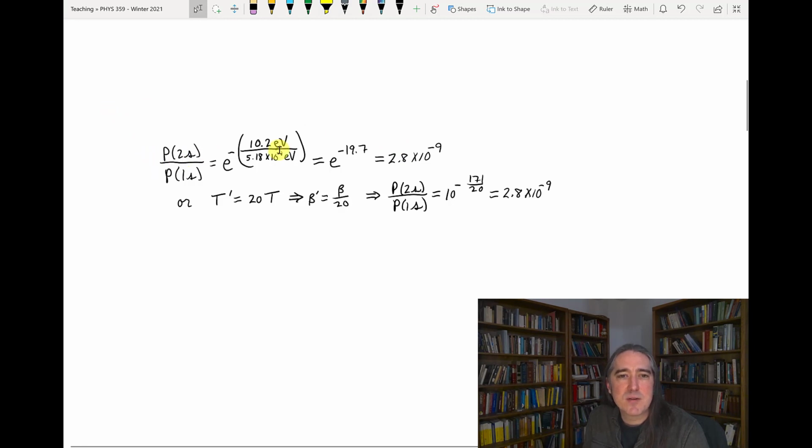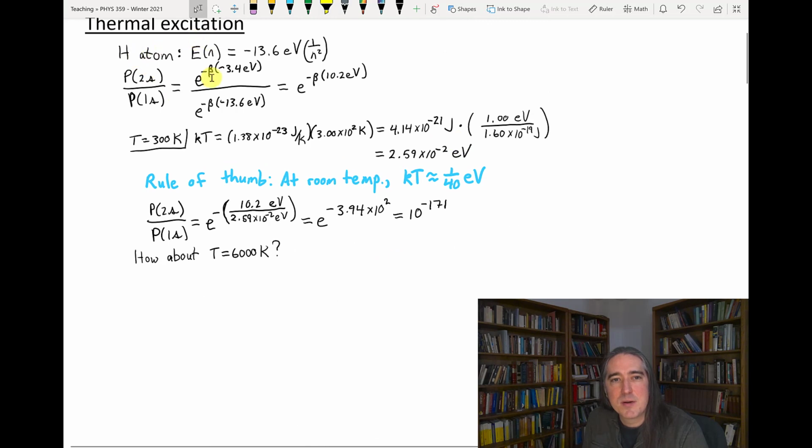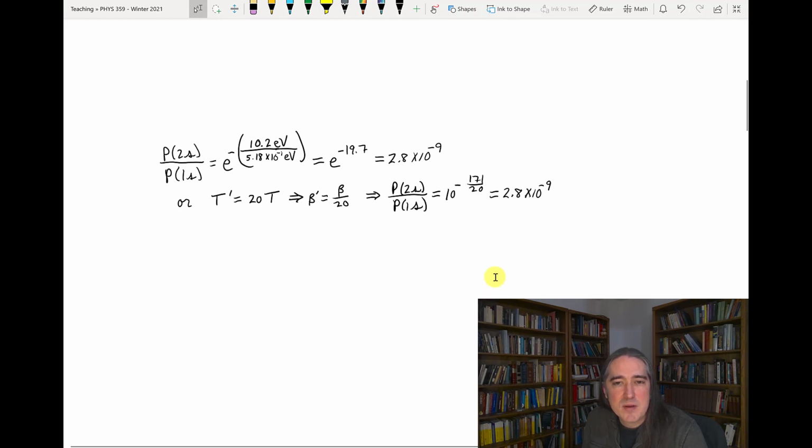An alternate way to do this, rather than just literally plugging it into the same formula, which gives you a bit more of an intuitive feel for this, is to say T prime, our new temperature, is 20 times our original temperature. So that means our new beta prime is our old beta divided by 20. Once we reduce down, the excitation energy is the same, so the E part of the exponent in the Boltzmann factor is the same, but the beta has dropped by 20. So this ratio will just look like the same answer, but with the exponent divided by 20. Plug this into a calculator and confirm, yes, this gives you the same answer.